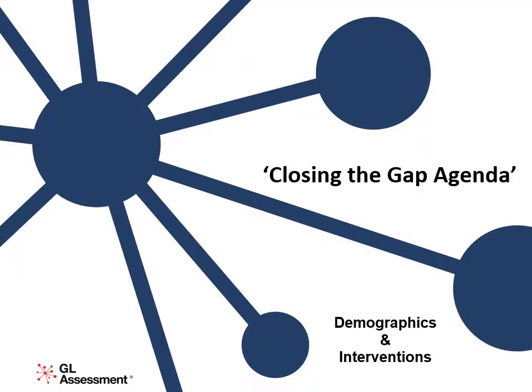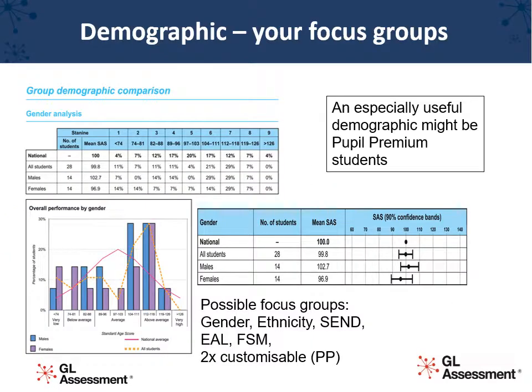Information can also be provided for many demographic groups, such as gender, EAL, SEND, FSM and ethnicity. This enables teachers to clearly evidence the monitoring and closing of any performance gaps for different demographic groups. You can run reports on the demographic groups. The bar chart compares your chosen group to the national average.